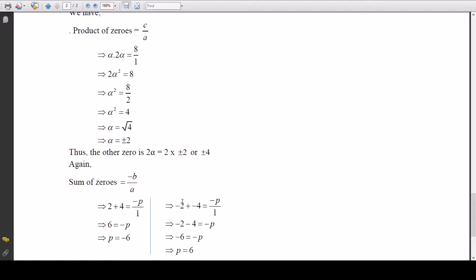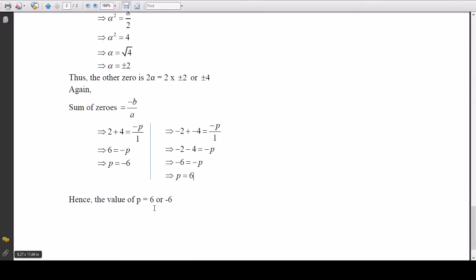If we are taking the minus sign, one alpha is minus 2, the other zero is minus 4, equal again to the same thing, minus b by a, minus b by 1. Now minus 2 with minus 4 is minus 6, equal to minus p. Cancelling this minus, we get p equal to 6. Hence the value of p is 6 or minus 6.